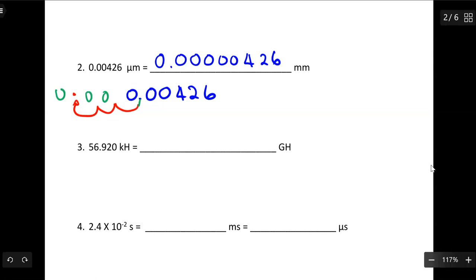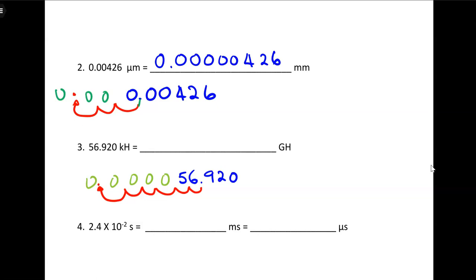So it will be 5, 6. So it's 56.920. So what I'm going to do is I pick the decimal place and I go 1, 2, 3, 4, 5, 6. So it will be there. So then I have to insert in all the 0 here as the placeholder, right? So then I end up with 4 zeros after the decimal point.